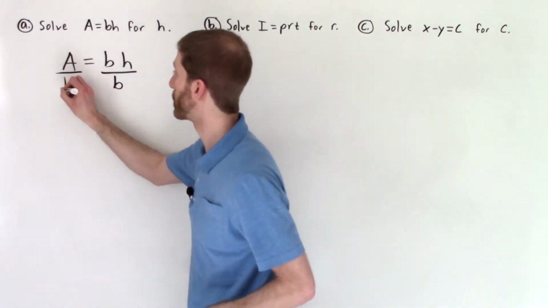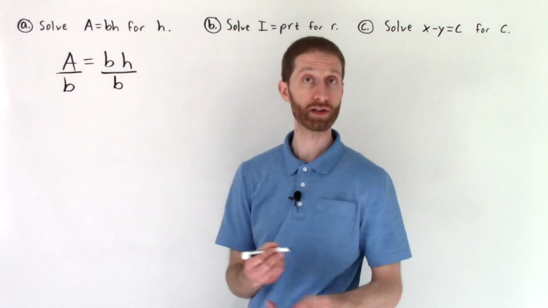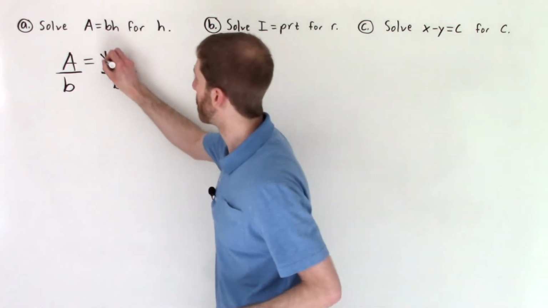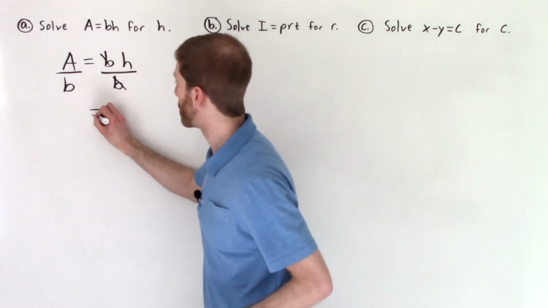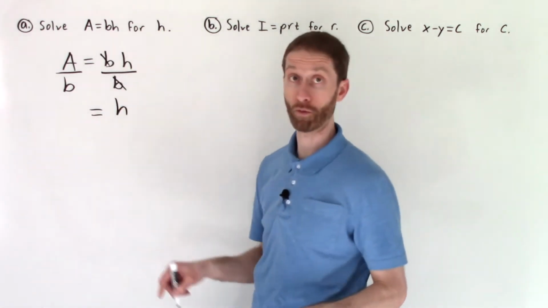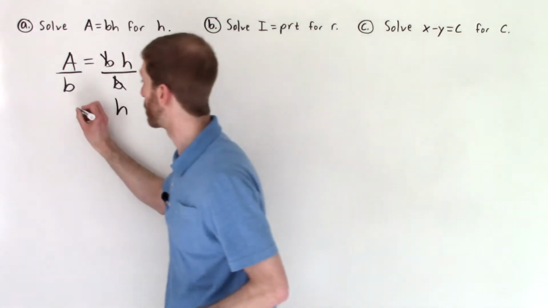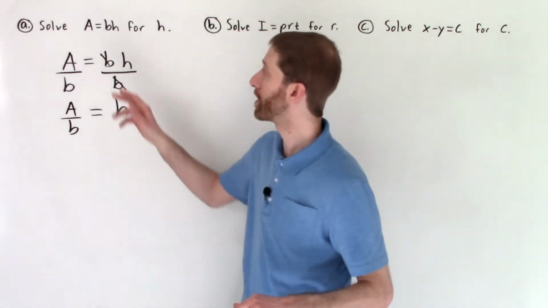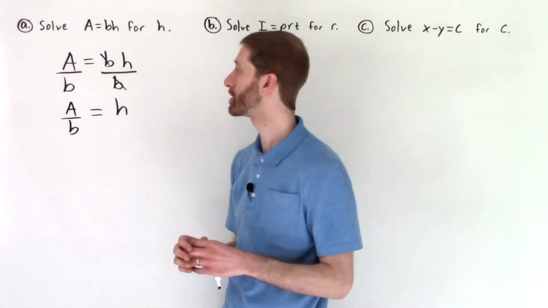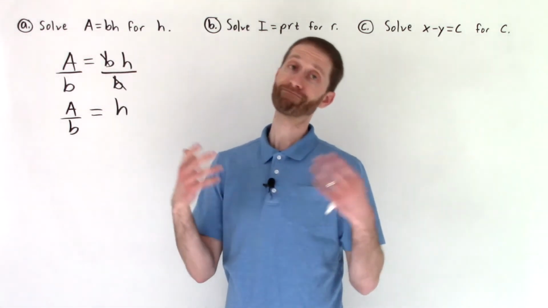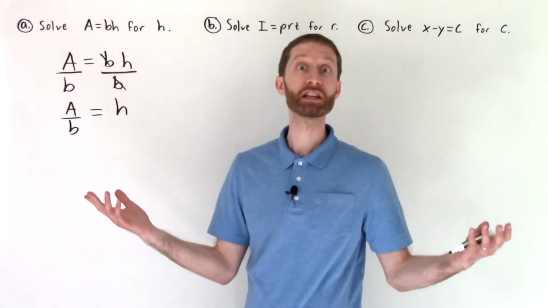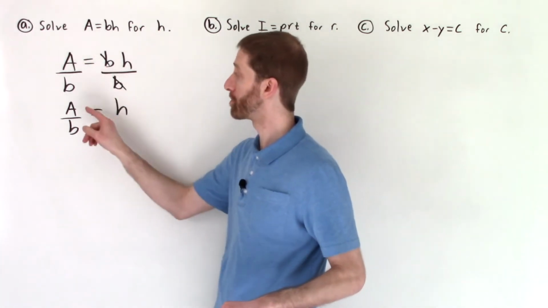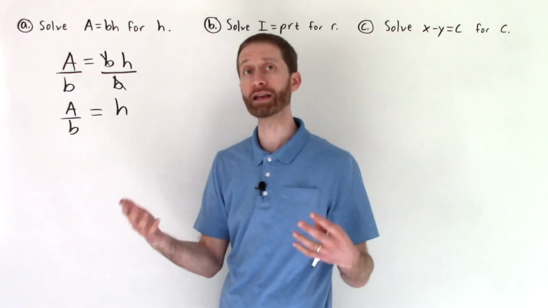And of course, whatever I do to one side, I must do to the other side of the equation. So the B's divide out, and we're left with H, which is what we wanted to solve for, is equal to A divided by B, or A over B, which makes sense. Right? If I give you that the area of something is 100 square feet, and the base is, I don't know, 20 feet, then I'd have to divide 100 by 20 to figure out what the height is.